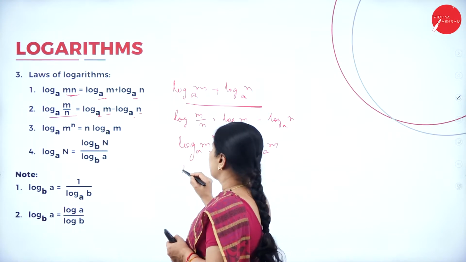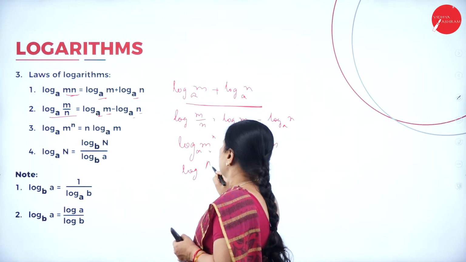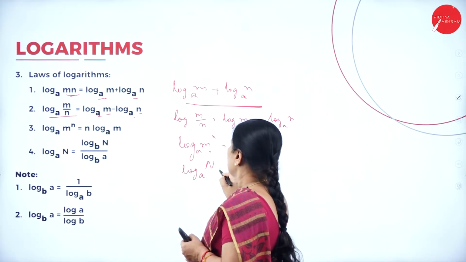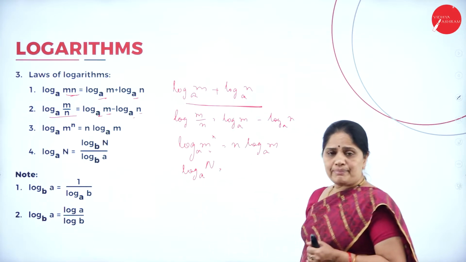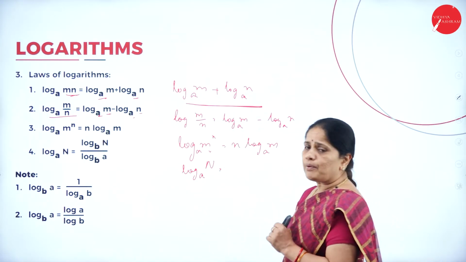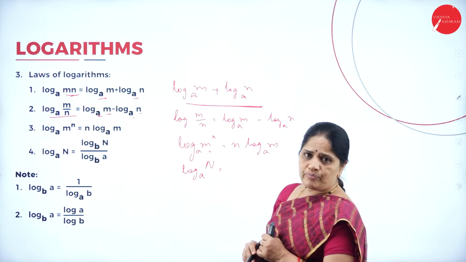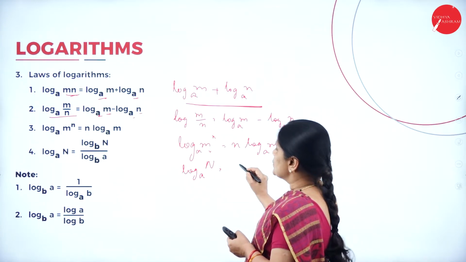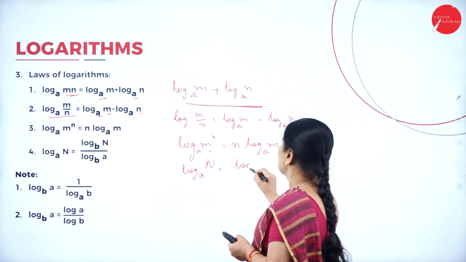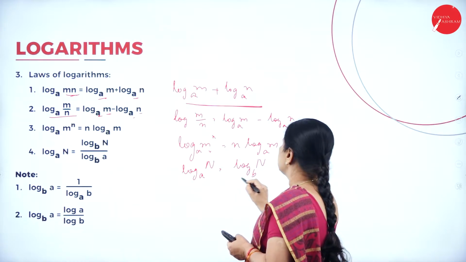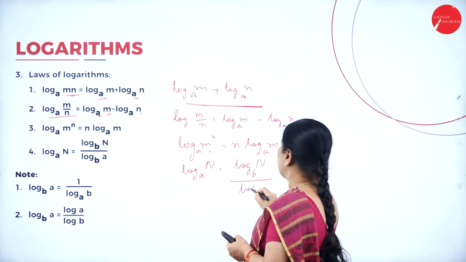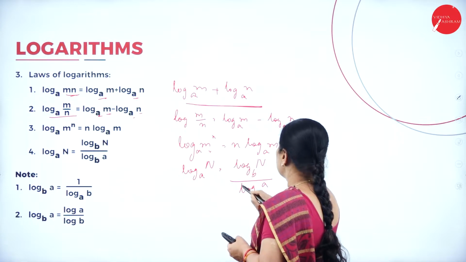Now suppose I write log n to the base a. Now I want a change of base. I have a mathematical problem and I want a change of base. What can I do? I can write it as log n to the base b divided by log a to the base b.